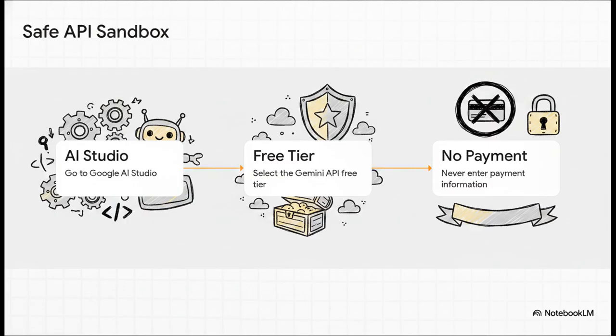But listen closely. Here is the golden rule for the Agua Fria district. Select the Gemini API free tier and absolutely never, ever enter your payment information. Seriously. The free tier of the Gemini API is incredibly robust. It is more than enough to handle any internal tool you're building. You simply do not need to attach a credit card to innovate in this district.